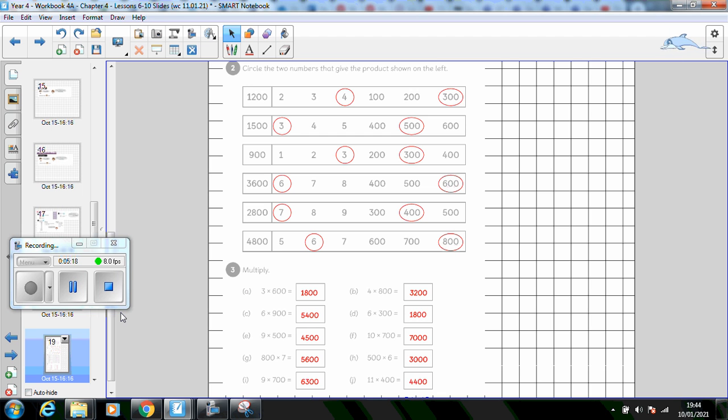Okay, I want you to go now and explain to somebody what that word product means. Okay, you need to put your expert hat on and you need to find somebody in your house and explain that the word product is the answer of a multiplication calculation.